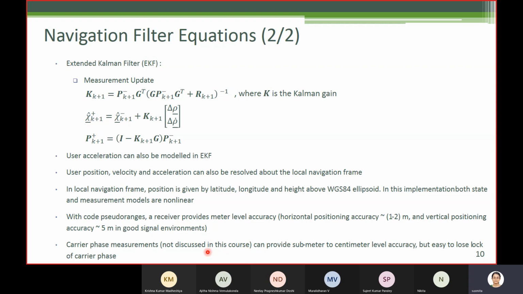We can somewhat address this problem by providing some aiding, external aiding. Then the tracking loop can better handle the dynamics part. Of course, then the performance improves. If we can provide some aiding, say INS aiding, then of course we will be able to better handle dynamics even with the carrier phase. So this completes the discussion.